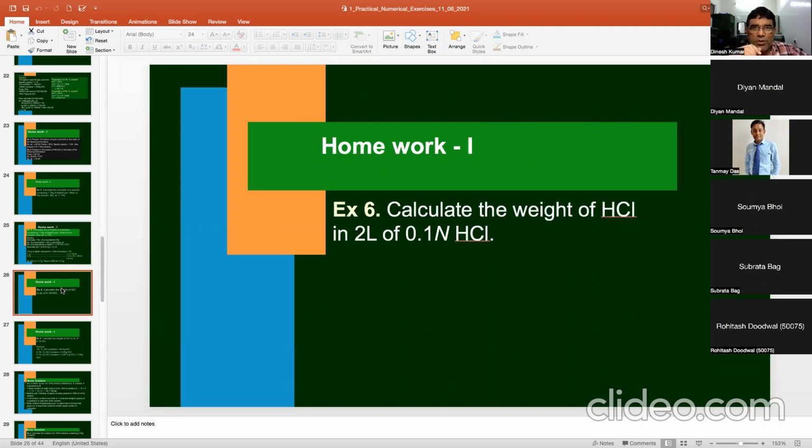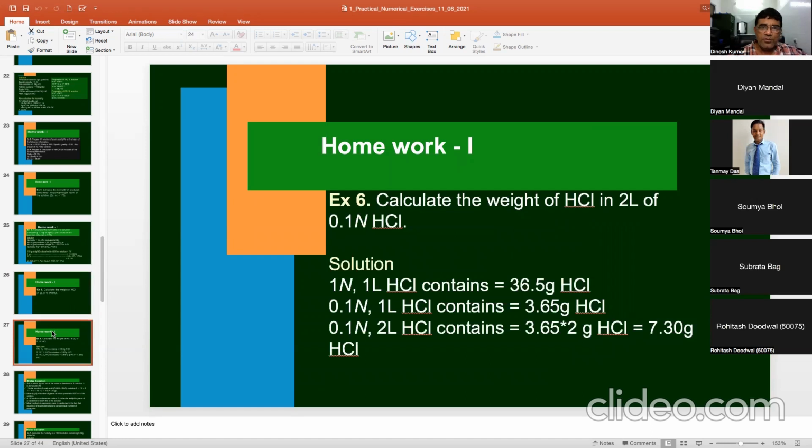So this is also your homework. Calculate the weight of HCl in 2 liters of 0.1 normal HCl. So you can do it like this. 1 normal, 1 liter HCl contains 36.5 gram HCl. 0.1 will contain 36.5 by 10, 3.65. And 0.1 normal, now it is 2 liters, so double it. It is 7.3 gram. Very simple.